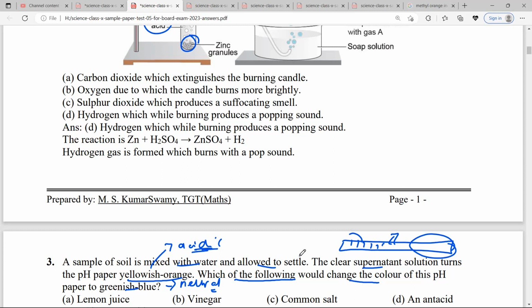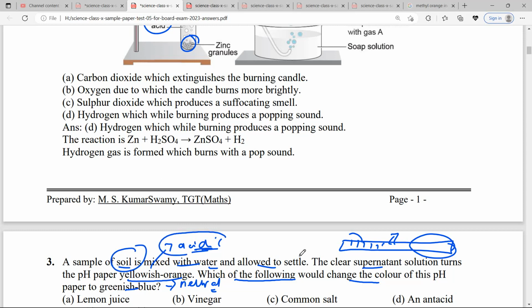So then what is he asking? The clear supernatant solution turns pH paper yellowish orange. A supernatant solution is a solution which is on the top. Soil is mixed with water and allowed to settle. So what will be the component which makes the solution acidic?